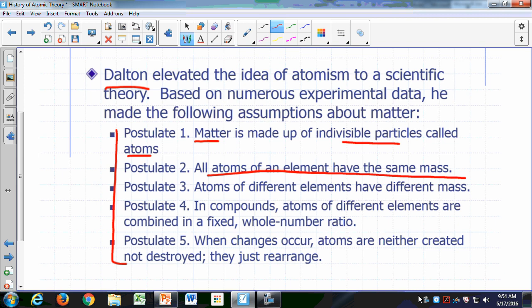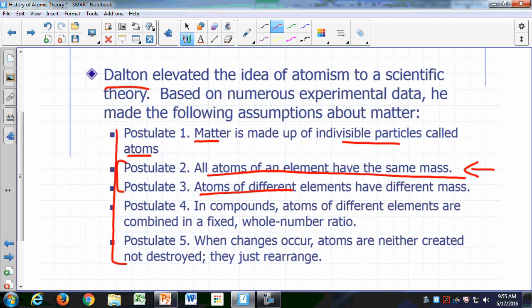Okay, so if you have an element, it's made up of only one kind of atom. All those atoms have the same mass. We now know that atoms of an element can have different masses. We've talked about isotopes before. Atoms of different elements have different masses. So these are the assumptions of Dalton, that elements are differentiated from each other by their mass. We now know they're differentiated from each other by their number of protons in their nucleus.